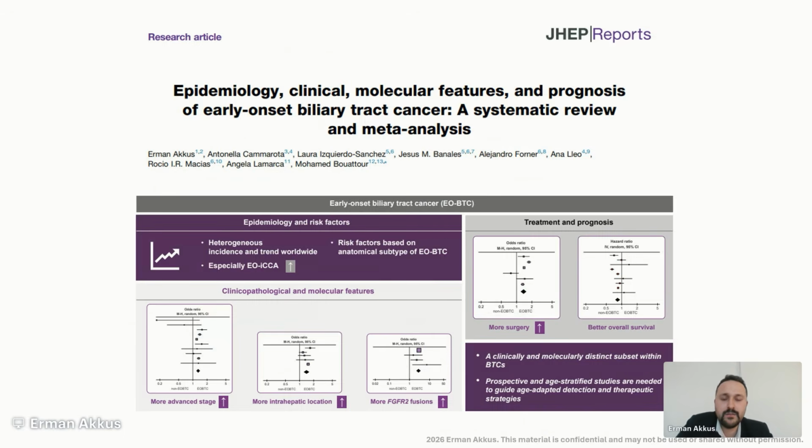So finally, we know that young onset, early onset gastrointestinal cancers are increasing around the world and are a major problem.